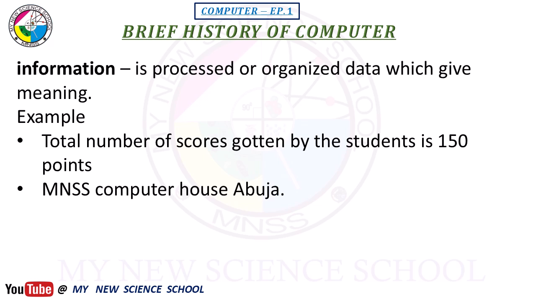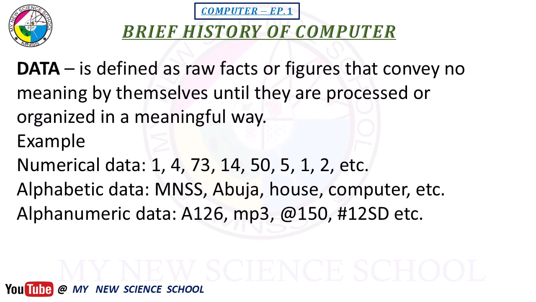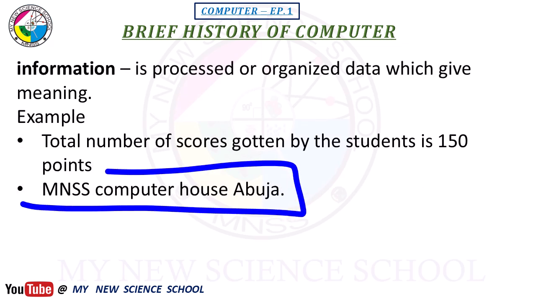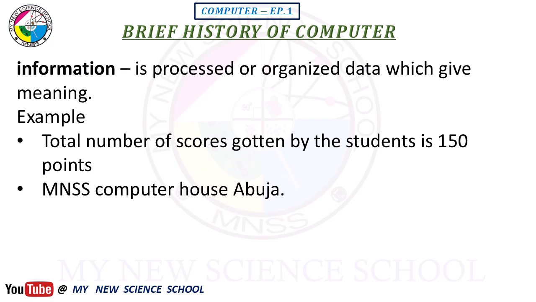Another example is MNSS Computer House Abuja. We have MNSS, My New Science School Computer House Abuja. So this is a very good piece of information. That means we use this as data, and we organize and rearrange the way these data appear, and we arrive at this information: My New Science School Computer House Abuja.